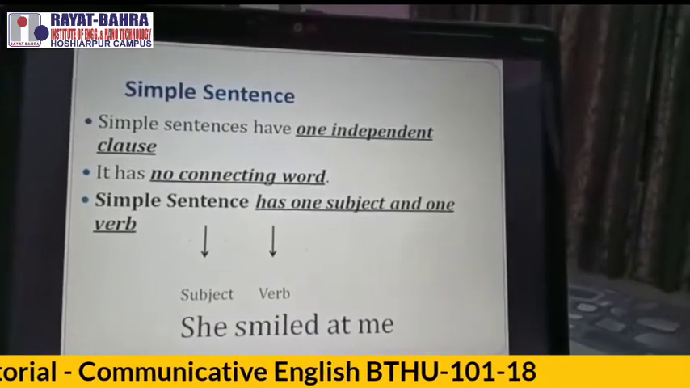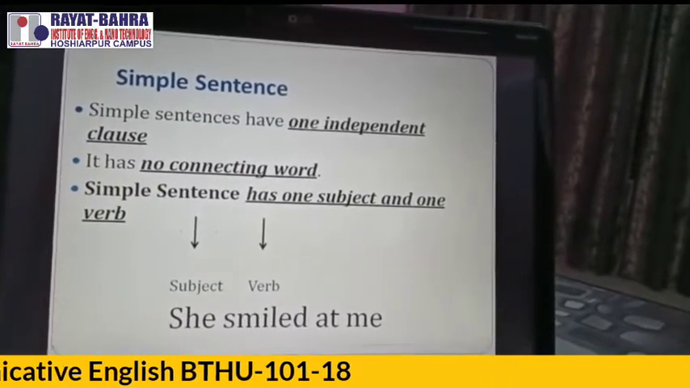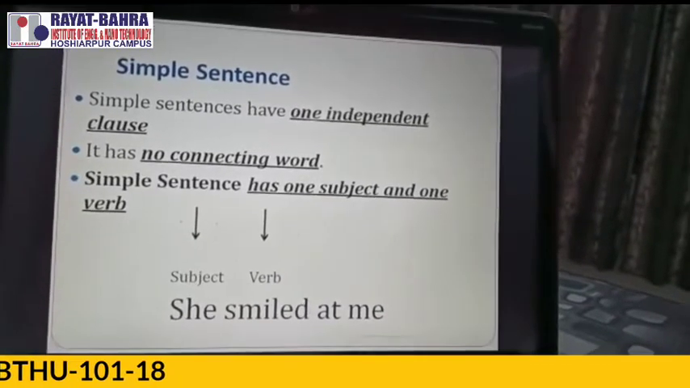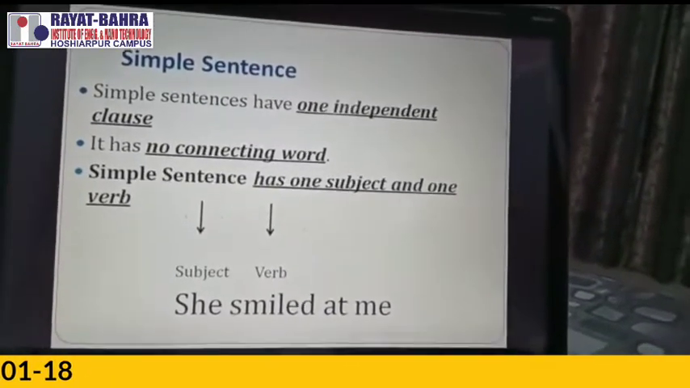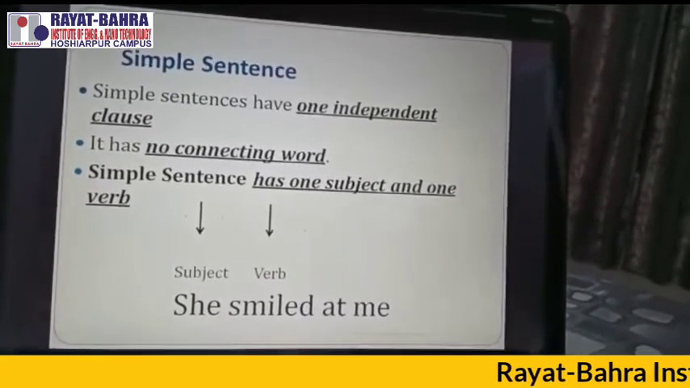Now look at this slide. Simple sentences have only one independent clause. Simple sentences have no connecting word, and they have one subject and one verb. These are some of the features of simple sentences.